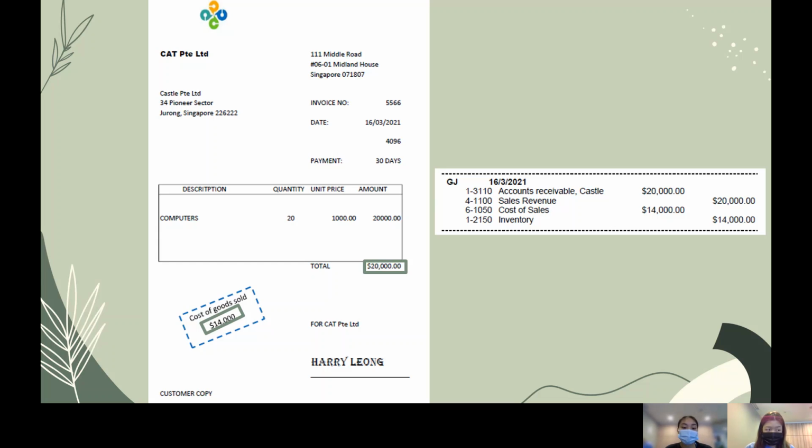Moreover, our cost of sales and inventory would be affected because our inventory had decreased due to the purchase of the 20 computers. Hence, cost of sales will be placed in debit amounting to $14,000 because it is an expense, and inventory will be placed in credit because there is a reduction in assets.